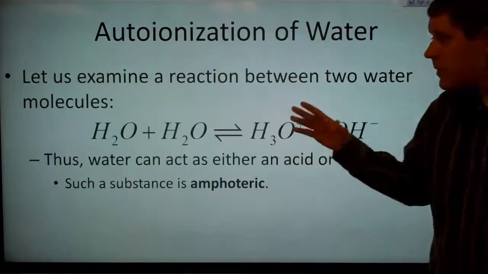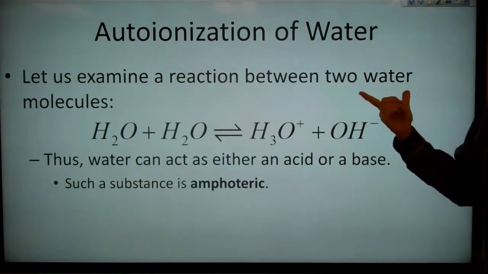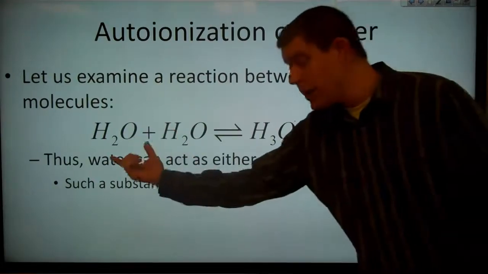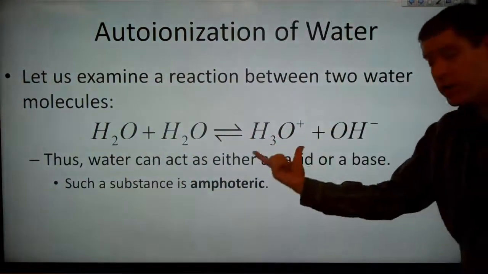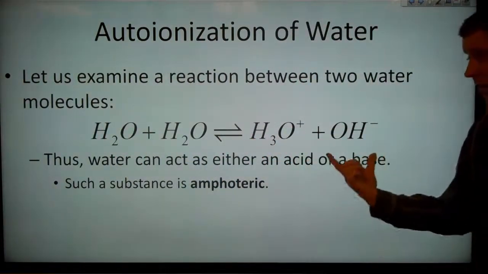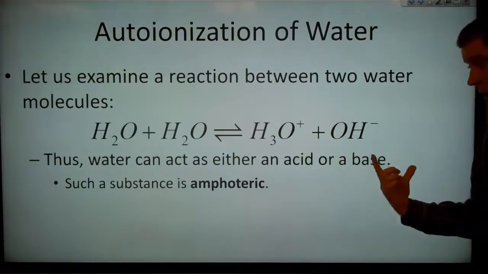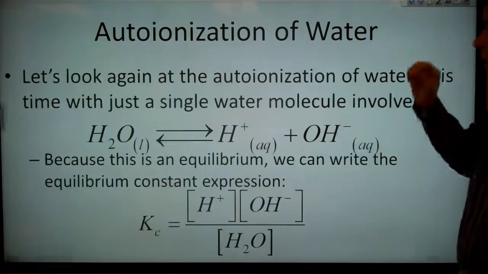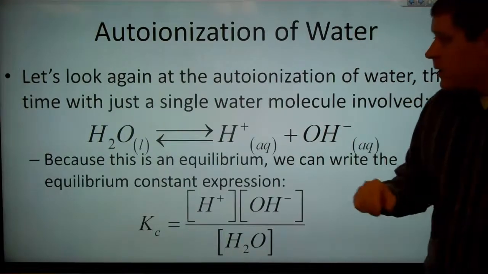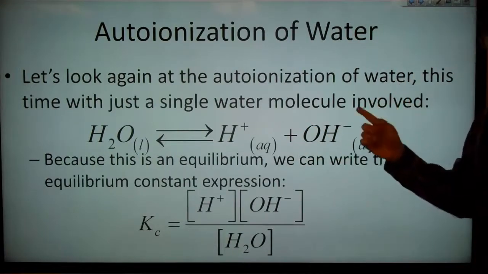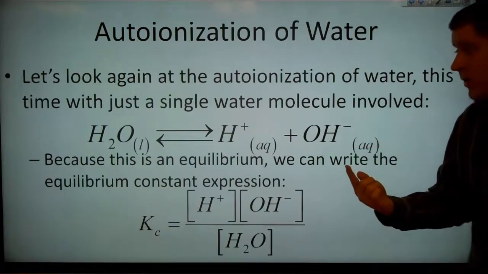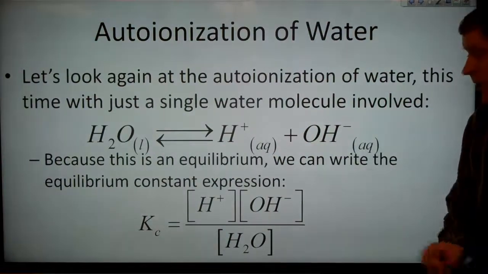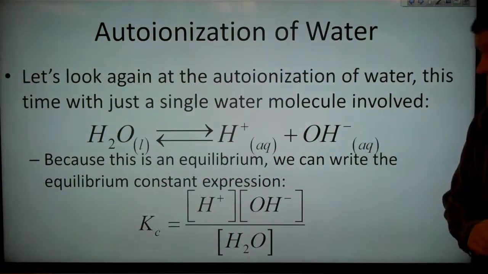Let's look at the autoionization of water and the reaction between 2 of our water molecules. We have H2O plus H2O. That gives us hydronium and hydroxide. And this means that water can act either as an acid or a base. And again, such a substance is called amphoteric or amphiprotic. But now let's look at that same reaction with just a single water molecule. And we have the water molecule dissociating into hydrogen ion, H+, and hydroxide ion, OH-.